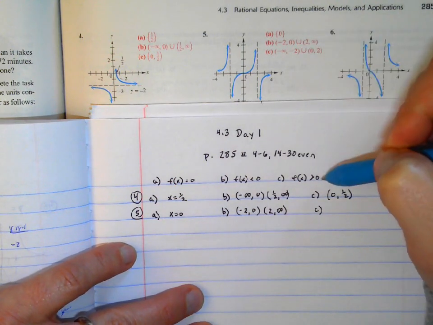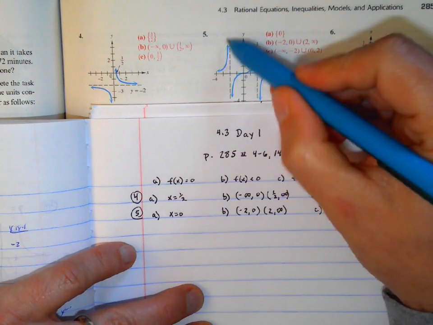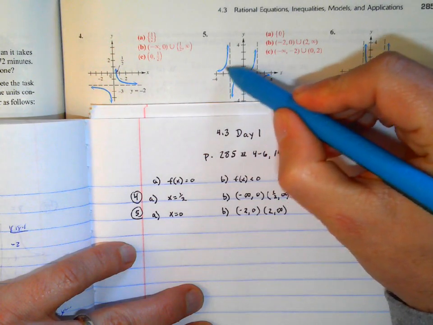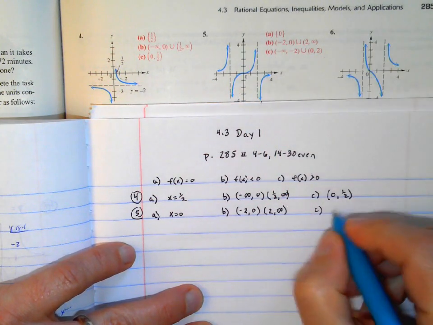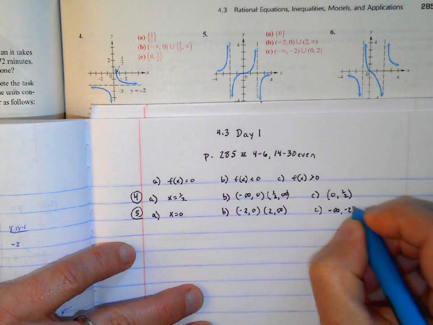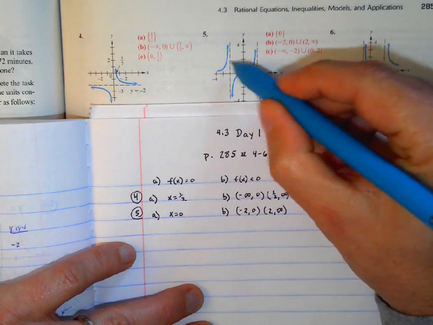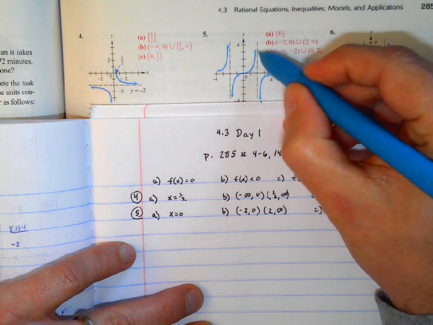Okay, so part C is where is it above 0? So this is all above 0. So from negative infinity all the way up through -2. And then also from 0 to 2.